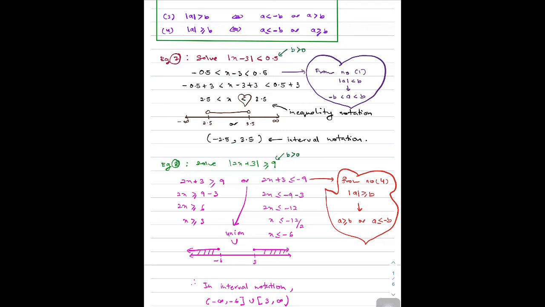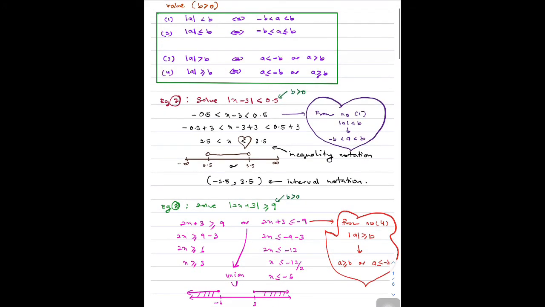In interval notation, since we have two shaded areas, the answer for the first one is from negative infinity to negative 6, and this includes negative 6, so it is a closed interval. Union, because we have two shaded areas and we want to combine them. So, at 3, including the endpoint, 3 to infinity.